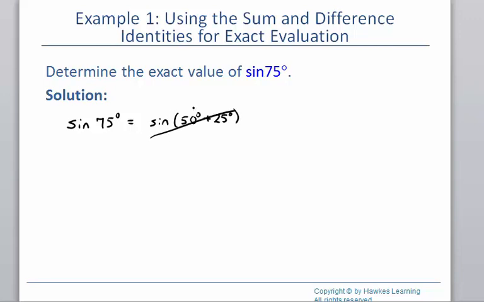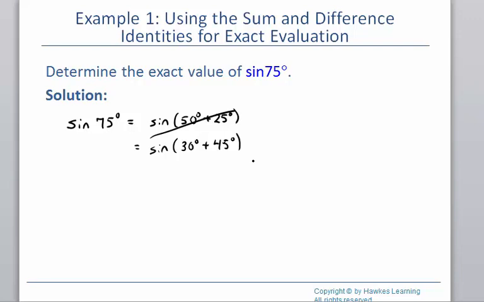What I want to try to focus on is selecting two angles that appear along the unit circle. So one option would be to say that 75 could be written as 30 degrees plus 45 degrees. This is a better choice because I do know that sine 30 is 1/2 and sine 45 is square root of 2 over 2. And so I'm using angles that are on the unit circle that I have information about.